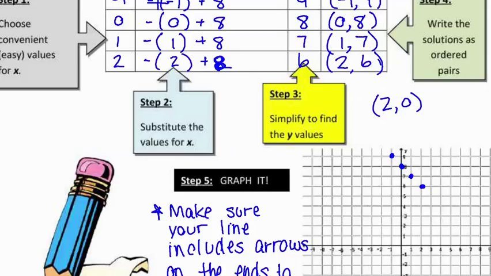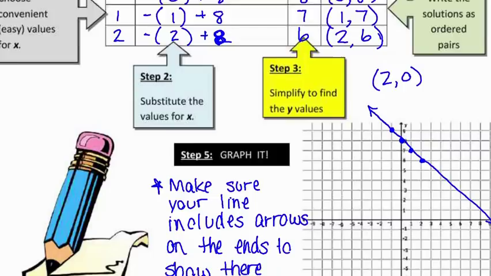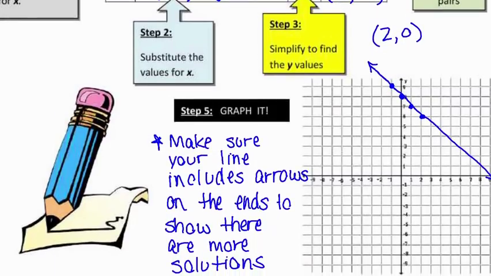Now, like I said, we're using nice, pretty straight lines. So I recommend you use a straight edge, a ruler, or the side of your binder. Draw a nice, pretty straight line. Your arrows should go off of the graph. And I even made a little note here: make sure your line includes arrows on the ends to show that there are more solutions.